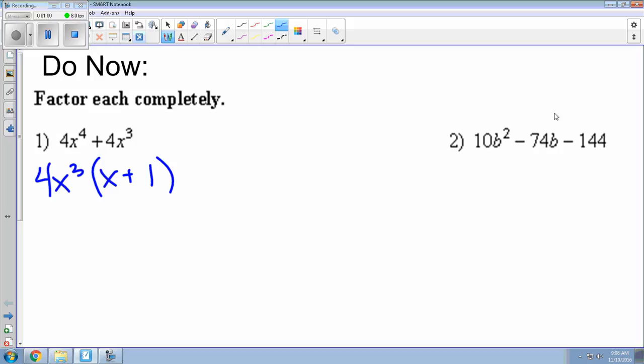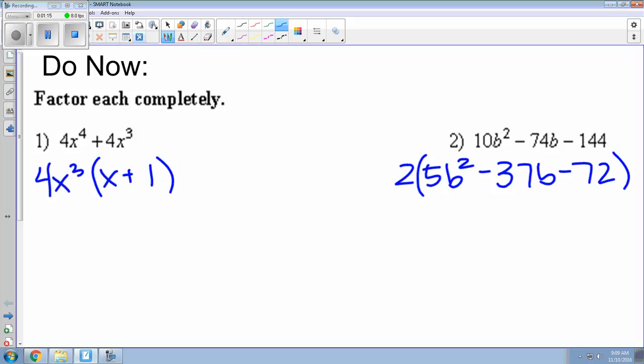Looking at number 2, again the first thing to try is your GCF. What I immediately notice is all of these are even, so I'm going to divide a 2 out of everything. It's going to leave you with 5b squared minus 37b minus 72. And then you can go ahead and factor diamond.